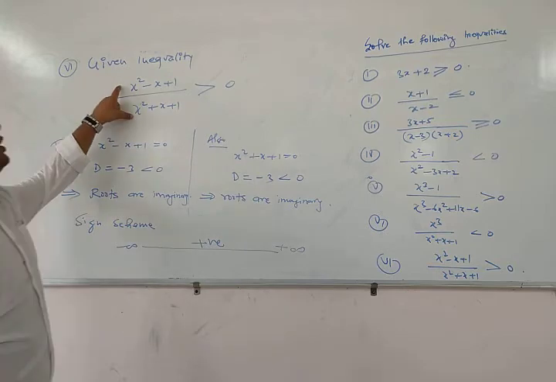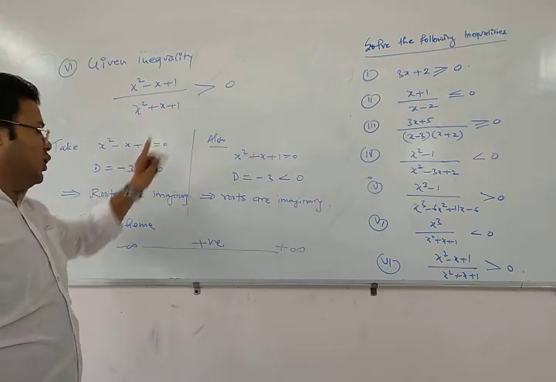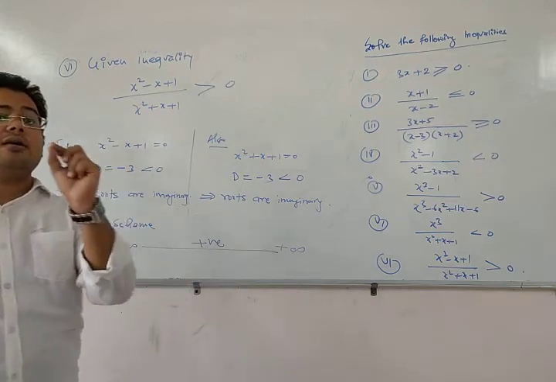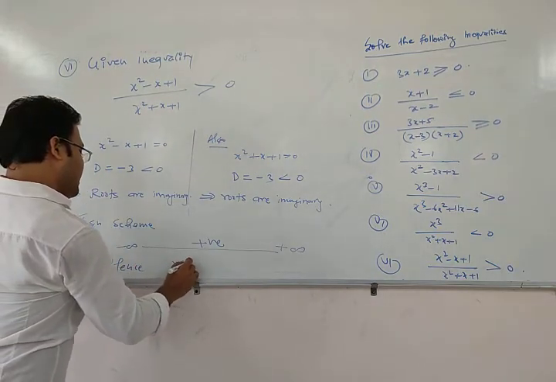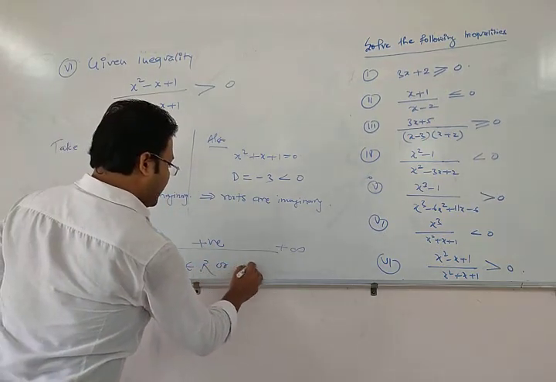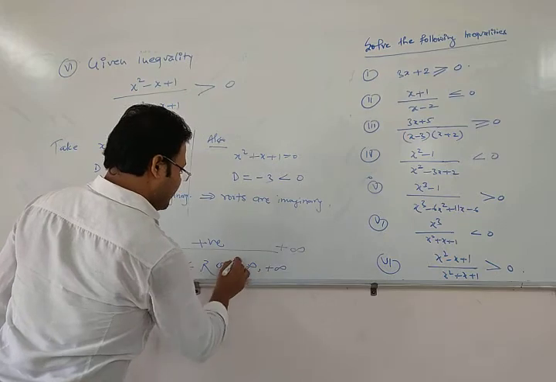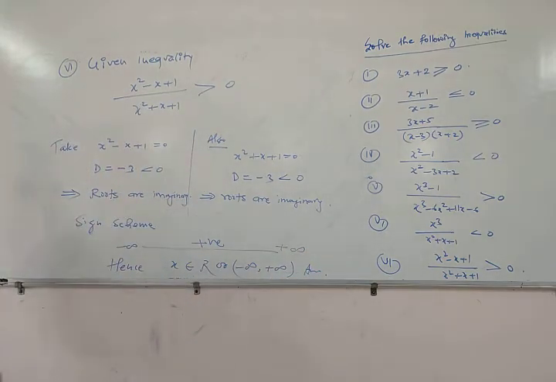And what is the inequality? This greater than inequality means the whole real number line is the final answer. Hence, the answer will be x belongs to whole real numbers, or you can write minus infinity to plus infinity open interval. This is the final answer.